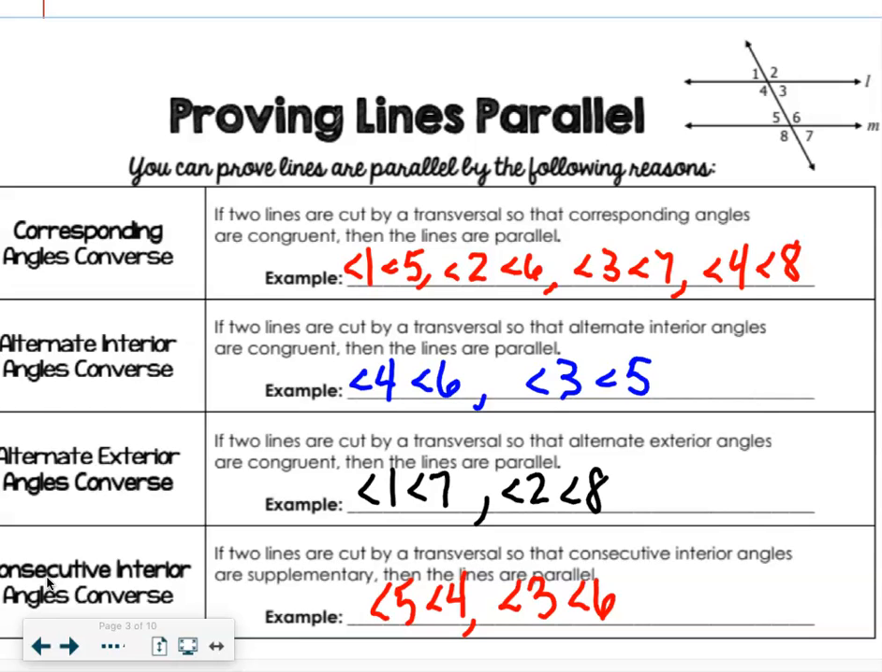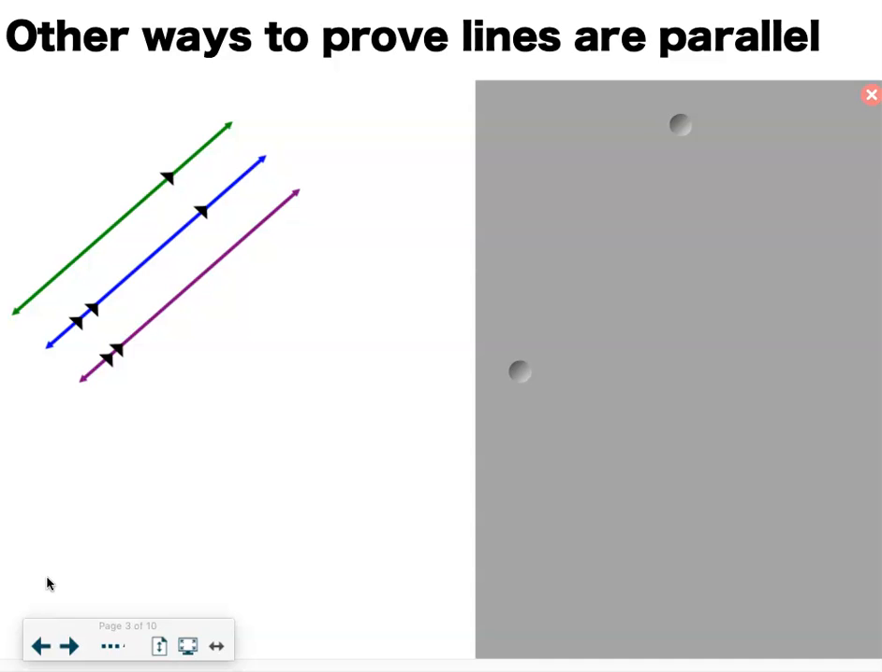Alright, I'm good. Okay. And then will you guys add these just somewhere in your notes, kind of by this section? Maybe by the picture underneath? Okay, let's just look at this picture. You guys see the green line? What do I know about the green and blue line? They're parallel because they both have the one triangle, right? What do I know about the blue and the purple line? Because they both have two.